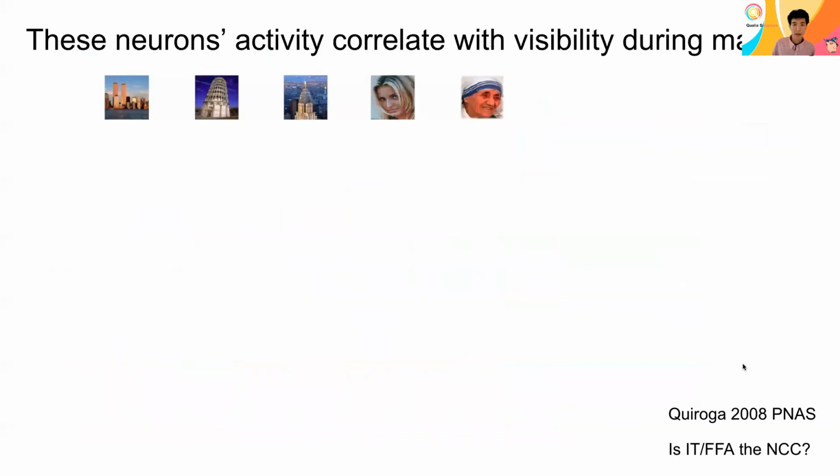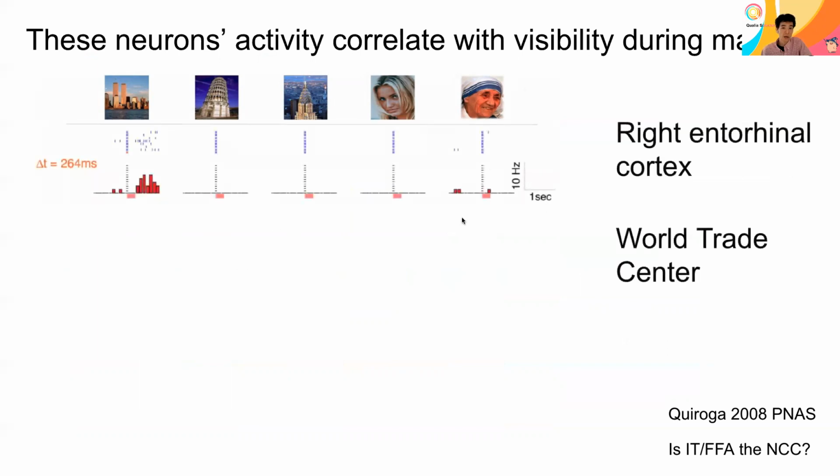Okay, and then they also did an experiment along this line, but now modulated the visibility using a backward masking experiment. So for example, here are 5 different types of images they used as a sort of control. When the stimulus duration was relatively long, like 264 milliseconds, which is a brief flash of the stimulus but easy to see, then the neuron recorded from the right entorhinal cortex responded to the World Trade Center like this.